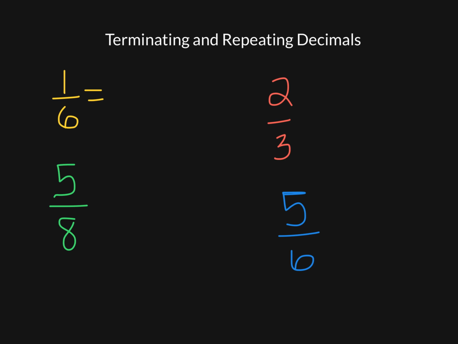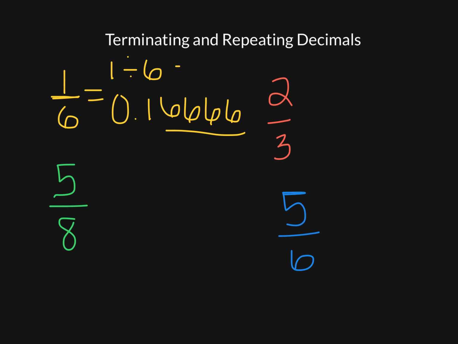Alright, so the first fraction we're going to take a look at is 1/6. To find out if it's terminating or repeating, we're going to do the division where the fraction bar is. So you're going to do 1 divided by 6, and that should give you 0.16666 forever. So this is called a repeating decimal because the 6 portion is going to continue to repeat.